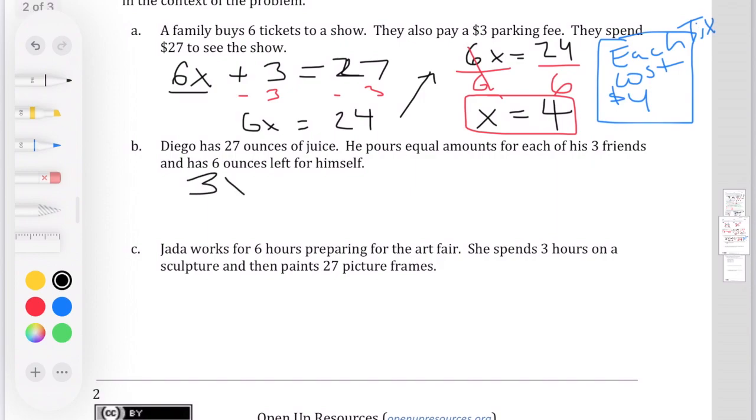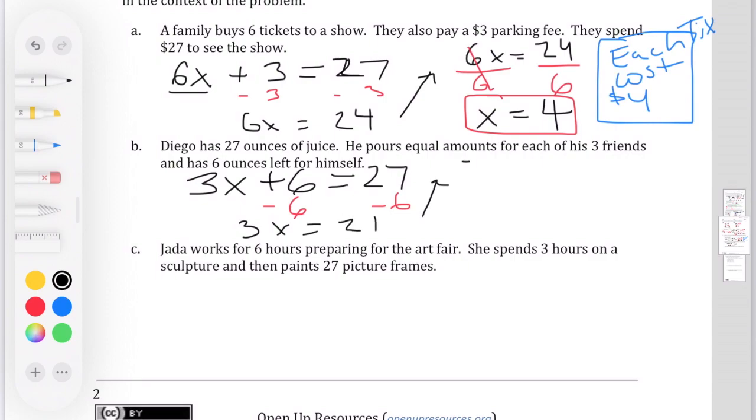Well, he poured 3x for his friends. We don't know how much. And then he pours 6 ounces for himself, and it's equal to 27 total ounces. Now, how we solve this is we don't have any parentheses, so we could go ahead and subtract 6 from both sides, and we find that 3x is equal to 21. Now, we have 3 friends that we poured 21 ounces for. In order to find out how much we poured for each friend, we need to divide by 3. Find the ounces for one friend, and x is equal to 21 over 3, which reduces down to 7.